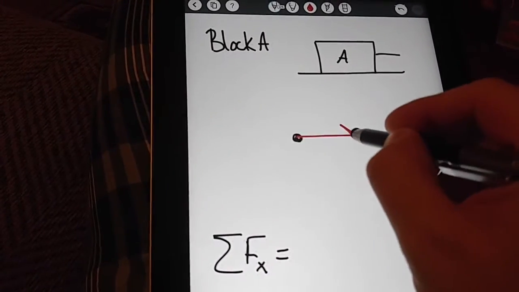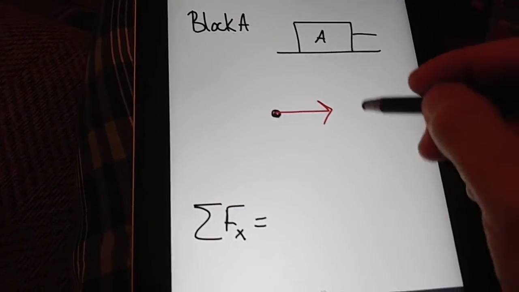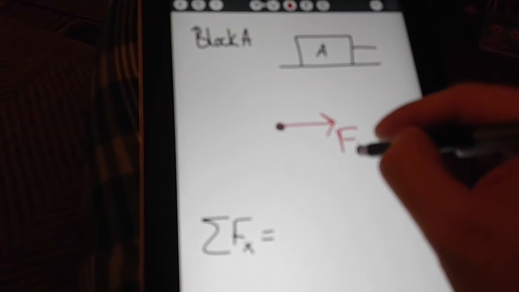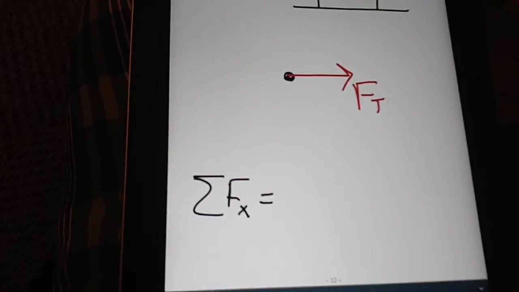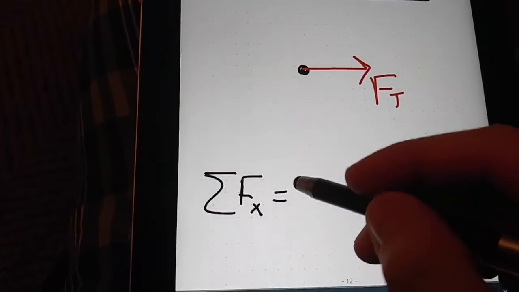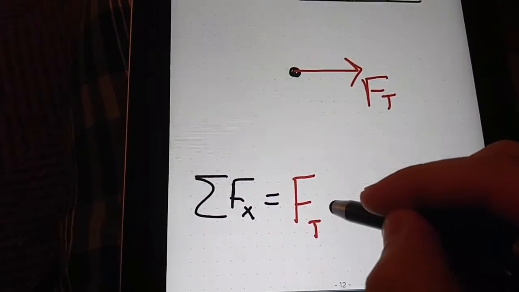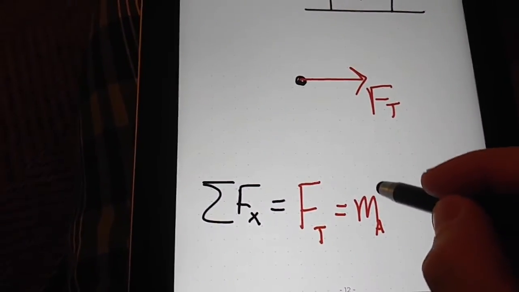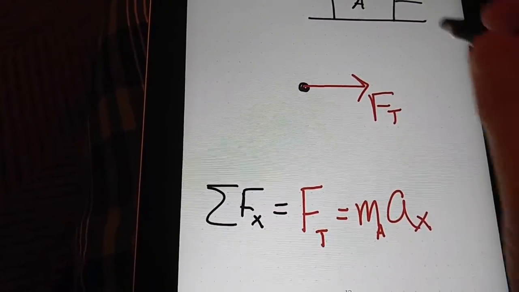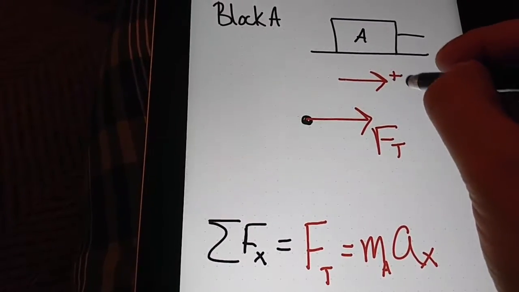For block A, the only thing pushing it to the side, if we assume it's frictionless, we haven't involved friction yet in our problems, I'm going to have that force of tension pulling off to the side. That means that my free body diagram, translating into Newton's second law, is just going to say that my force of tension is going to equal the mass of block A multiplied by my acceleration in the x direction, where I've obviously said that this direction is positive x.